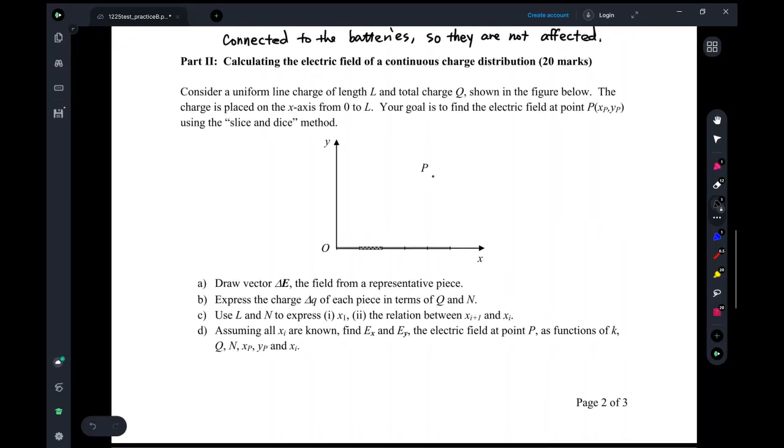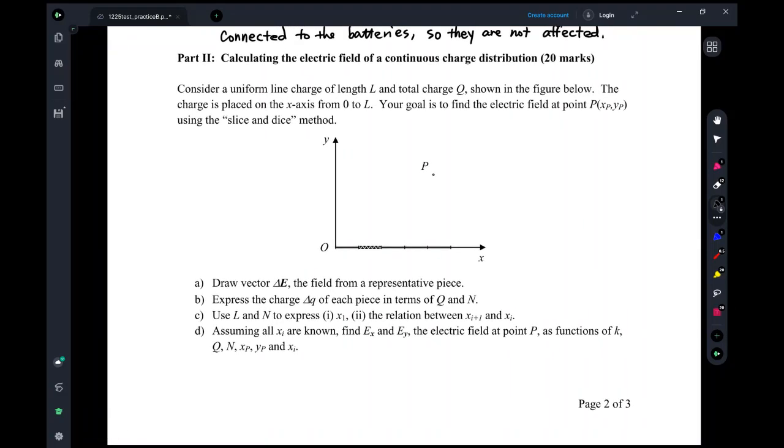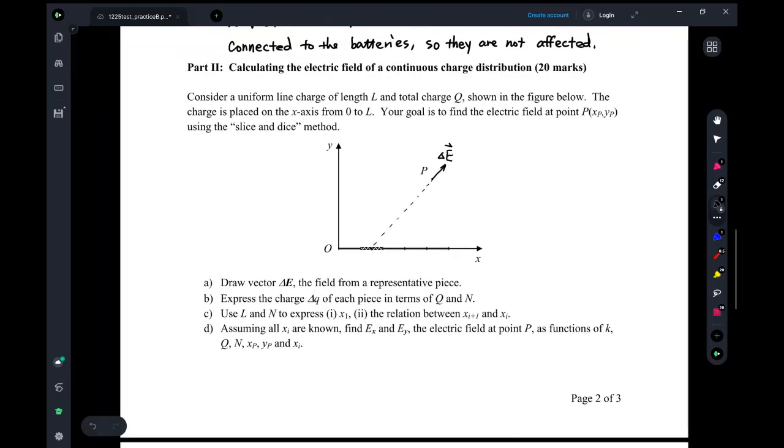Draw vector delta E, the field from a representative piece. A representative piece is already chosen. The middle of it is here. So use a ruler to draw this distance vector, and here is delta E.